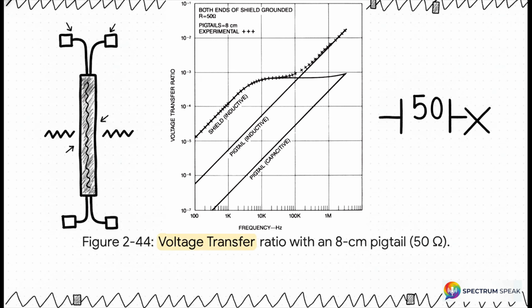Now notice the three distinct curves. The top dashed line, that's the total experimental coupling. But look closely at the solid lines breaking it down. You've got shield inductive, pigtail inductive, and way down near the bottom, pigtail capacitive. Because our circuit impedance is a very low 50 ohms, capacitive or electric field coupling is pretty much negligible here.